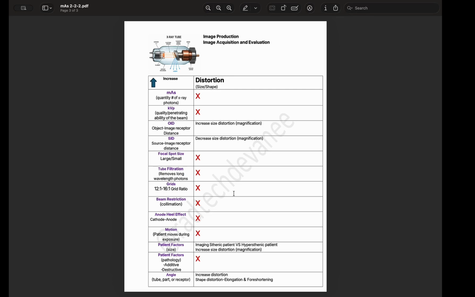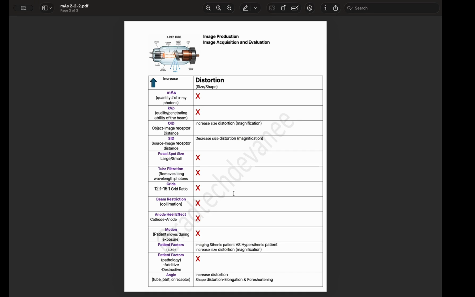Now, when it comes to our patient factors, our size again, so sthenic patient versus the hypersthenic patient, that is definitely going to increase size distortion, increase magnification. Because again, imaging an average size patient to an obese patient, for example, that is going to magnify everything because that patient has a lot of tissue. Pathology, no effect.